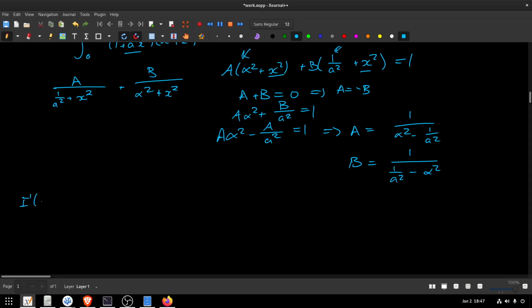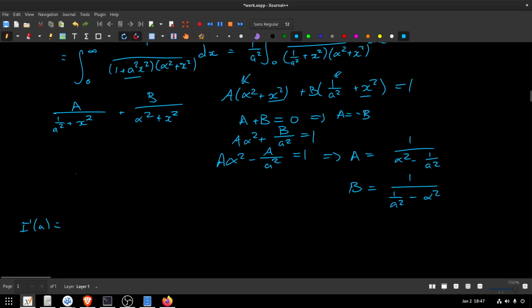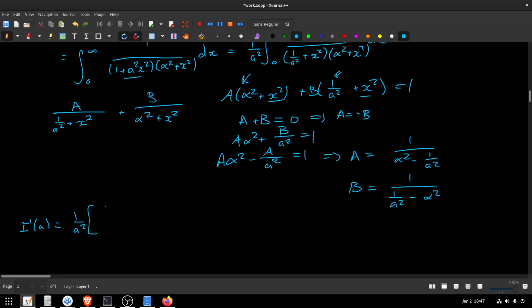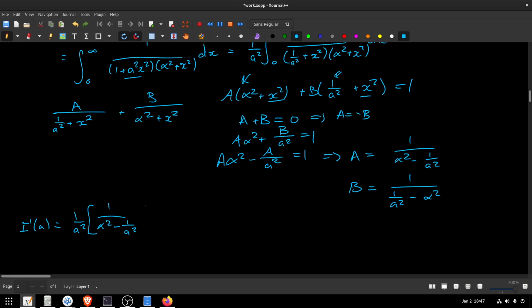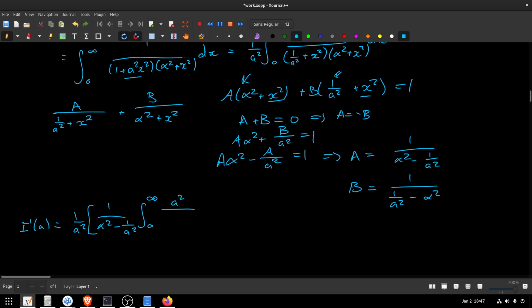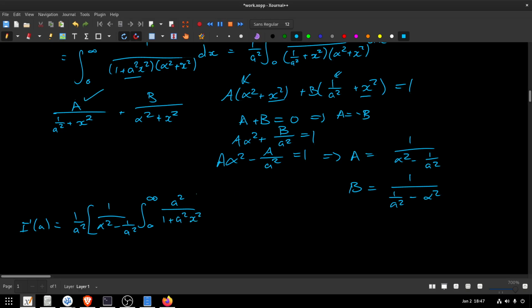So I prime of a is going to be, here we go. So 1 over a squared on the outside here. And then let's do the A first. I'm going to put it outside because these are all constants. So 1 over alpha squared minus 1 over a squared multiplied by the integral from 0 to infinity of 1 over, we can actually go ahead and bring that a squared up top here, 1 plus a squared x squared, so that's good, dx.